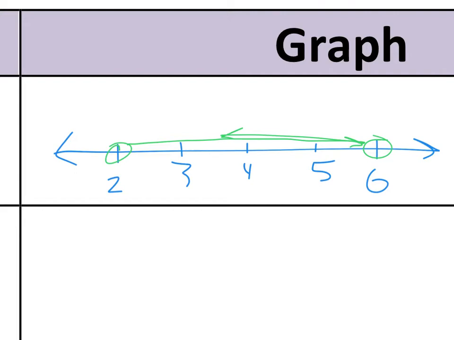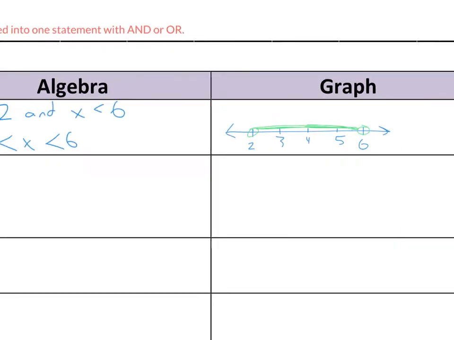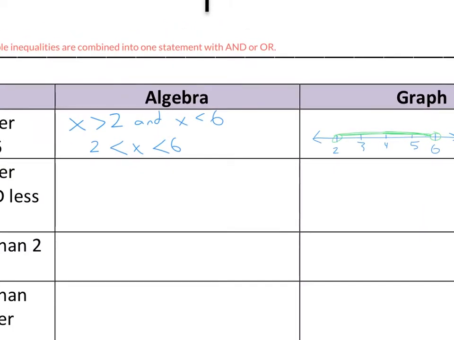So x can't go over 6, so really there is no arrow there. And x can't go under 2, so there is no arrow there. And what we get is a line segment that covers all the real numbers between 2 and 6, but not including 2 and 6.